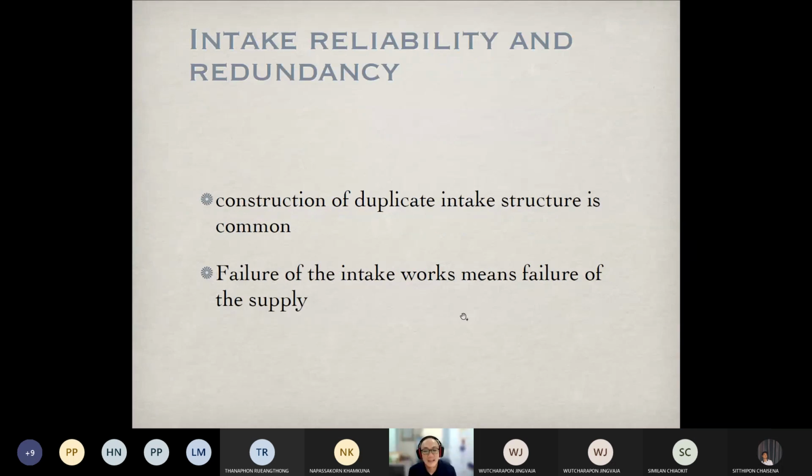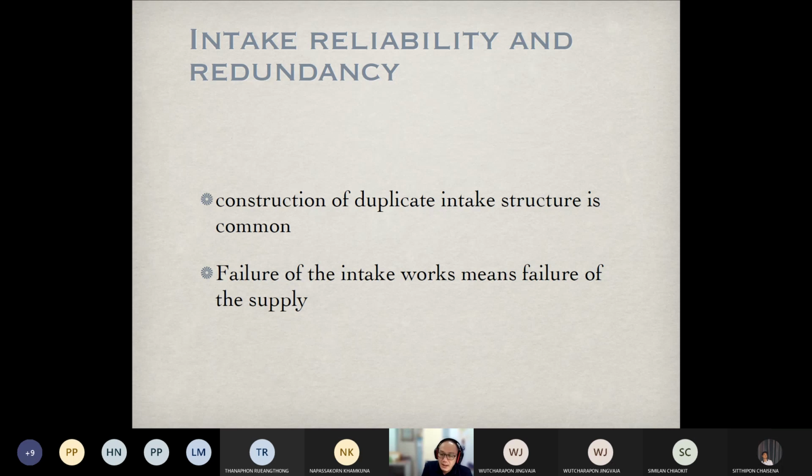Construction of duplicate structures is common in infrastructure design, especially water and wastewater treatment facilities. We need to have at least 2 units. For the pumping facilities, the pumping system, you may have seen it somewhere. We never use only one pump. We need at least 2 or 3 pumps in operation.